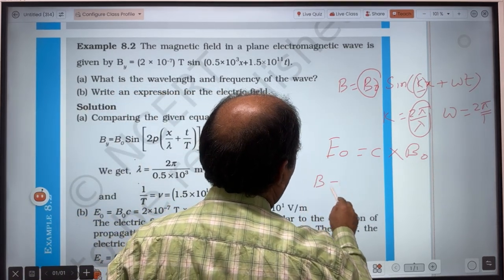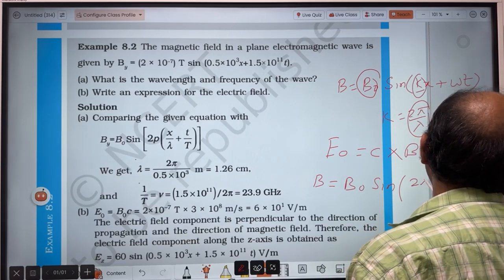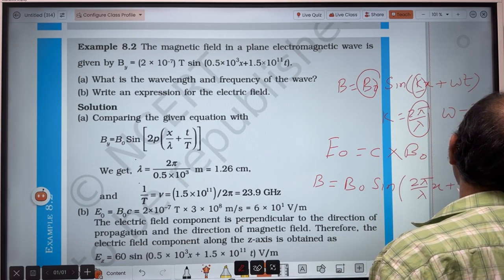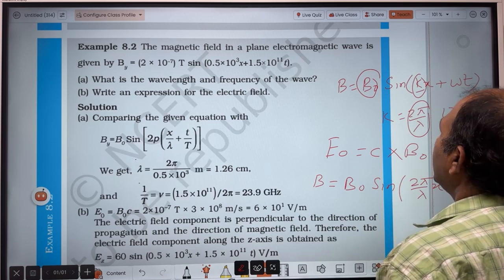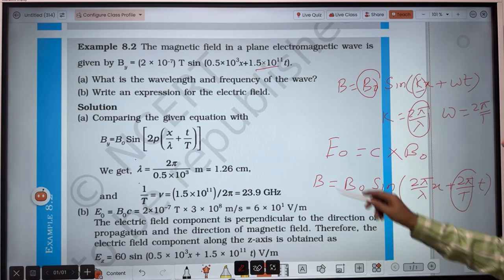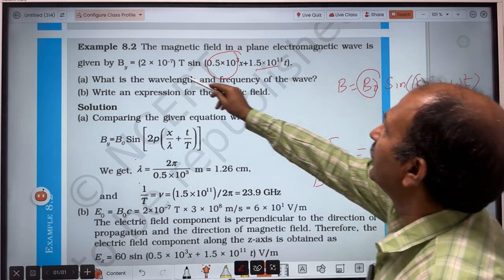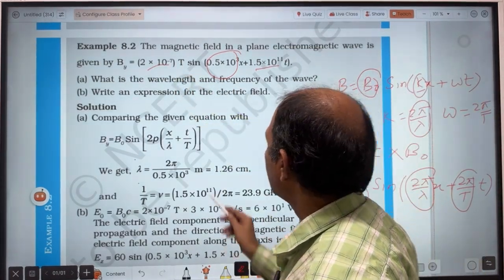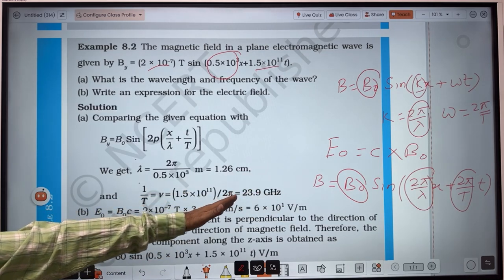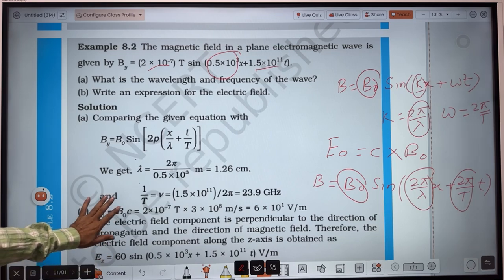If you write the standard equation like B equal to B0 sine, here just write 2 pi by lambda x plus 2 pi by T into small t. And if you compare, you will get this value as 2 pi by T, from where T can be found. You can compare the other value with 2 pi by lambda, and the first value is equal to B0. So you will get all values, and when you have got 1 upon T, that will be the frequency. So I think this is clear.